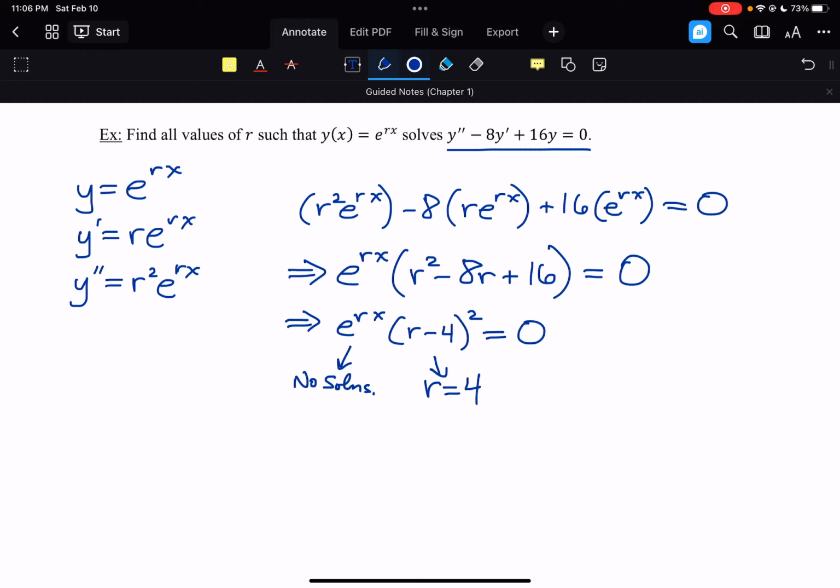So that means the only value of r that makes this function satisfy this differential equation is 4. So our solution is y of x equals e to the 4x. That is the only function of this form that will satisfy that differential equation.